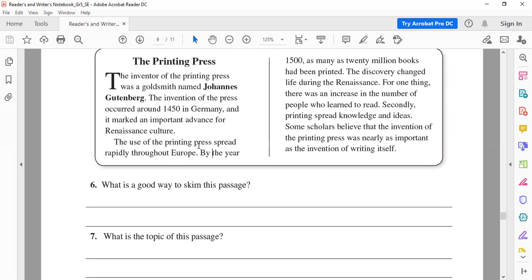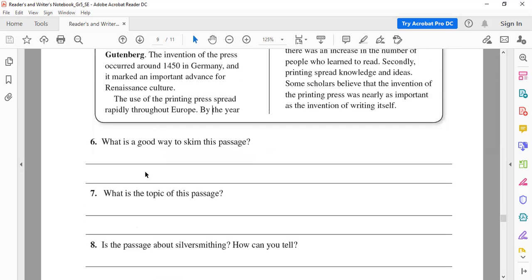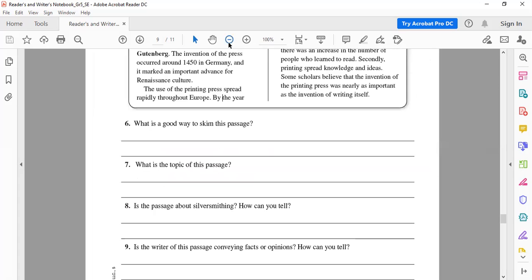Yes. Okay. طيب, I have this question for you. What is a good way to skim this passage? How to skim? Read the first line and the last line. In the whole passage or in each paragraph? In each paragraph. Yeah. Excellent. So read the first sentence and the last in each paragraph.